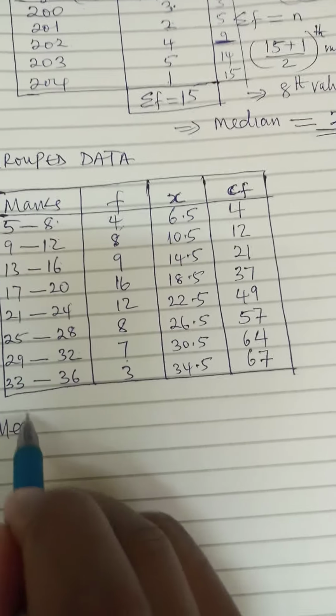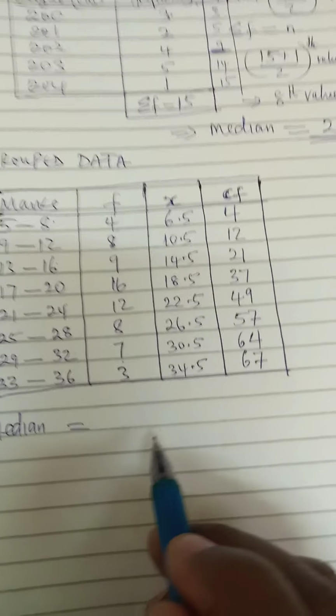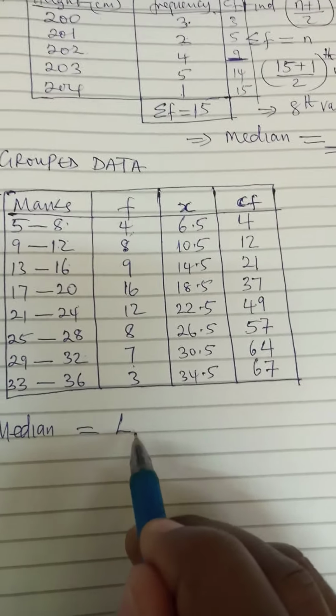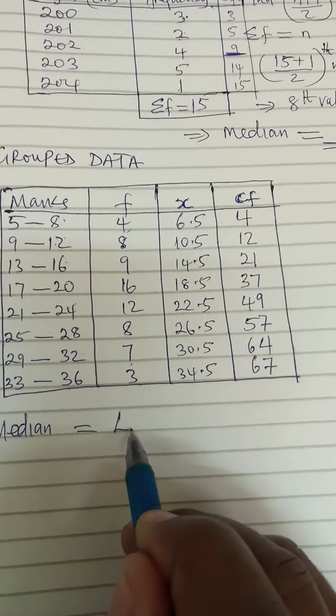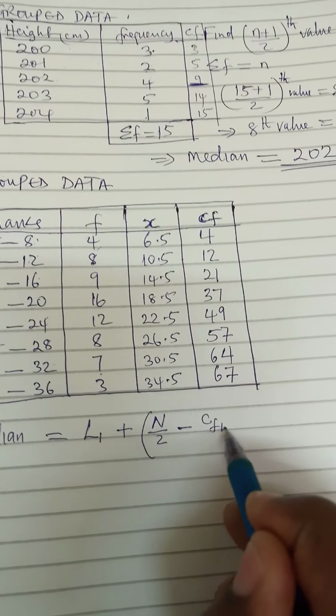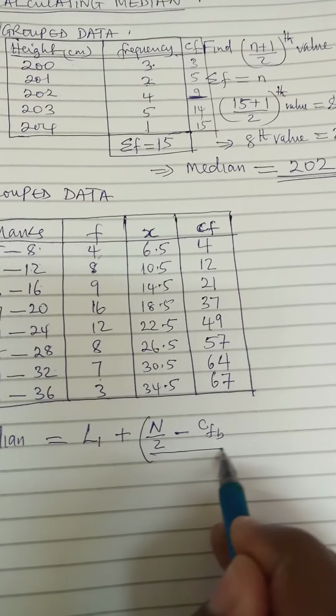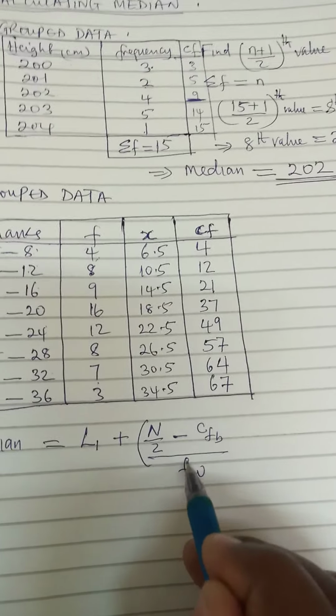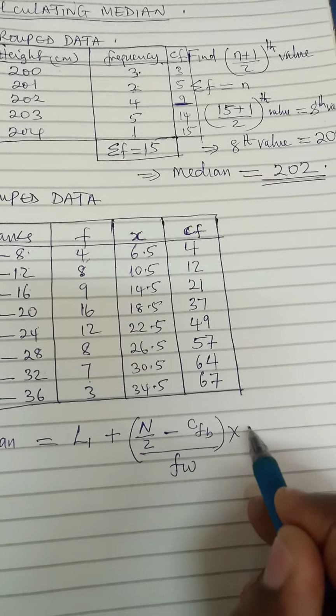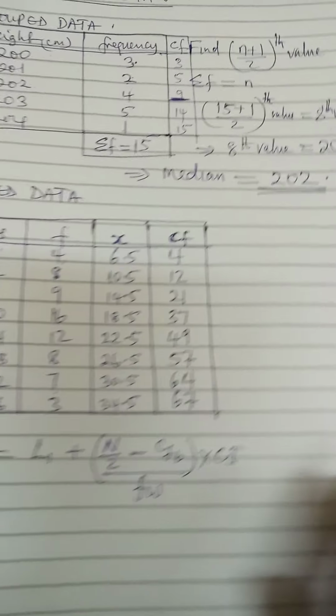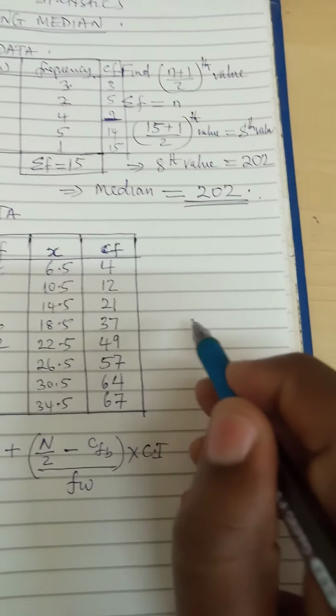Median will be given by the formula where we have the lower class interval, I'll call it L1, plus n out of 2 minus CFB, all over FW, multiplied by the class interval. I will explain these numbers.